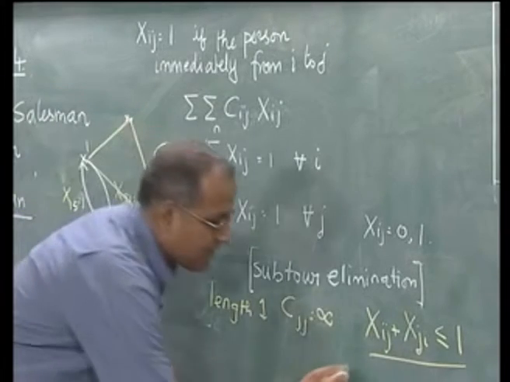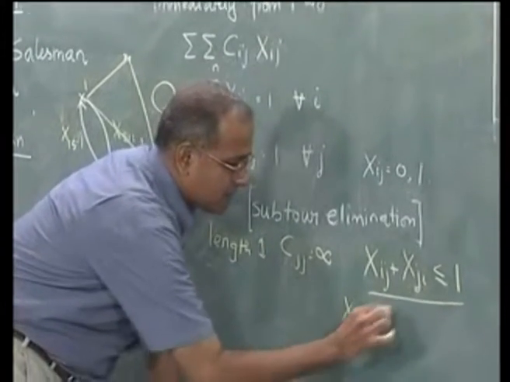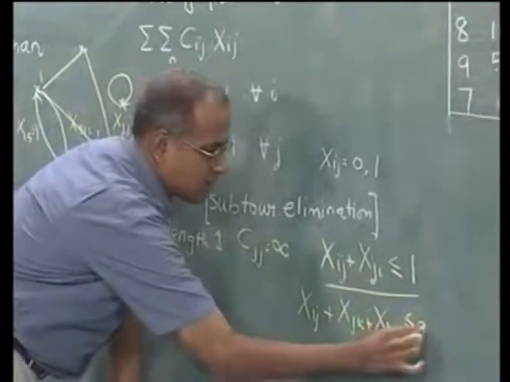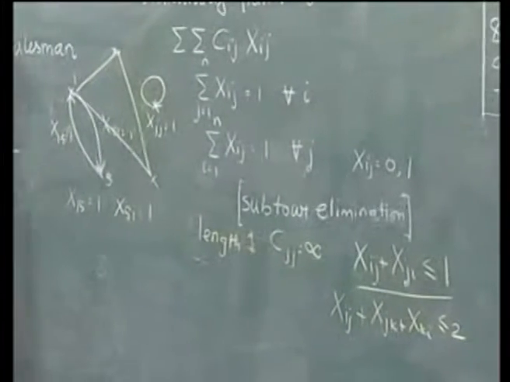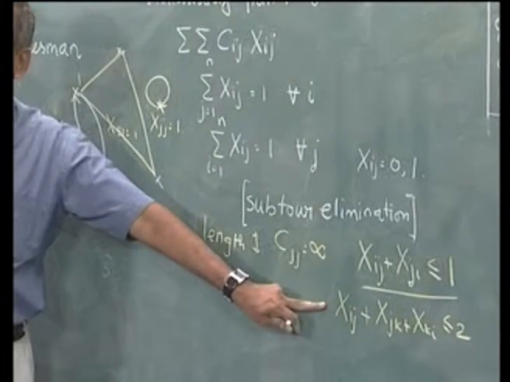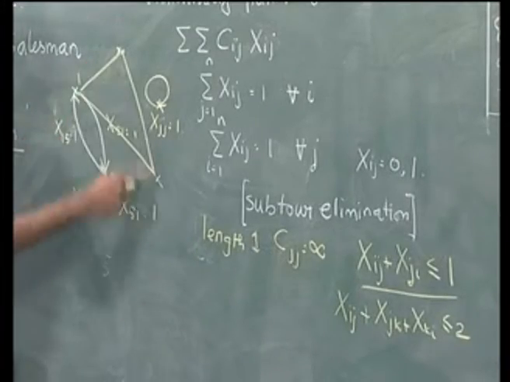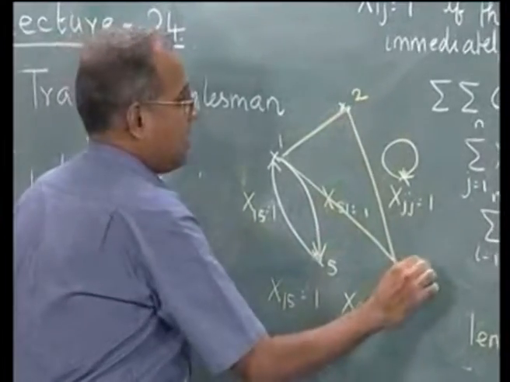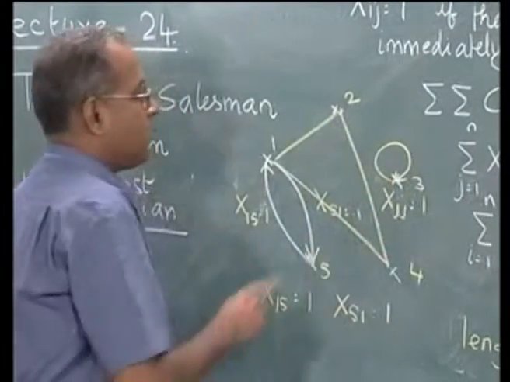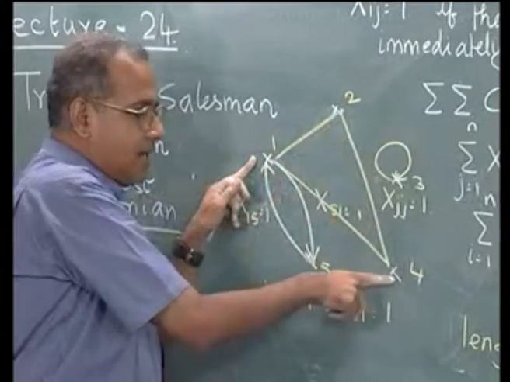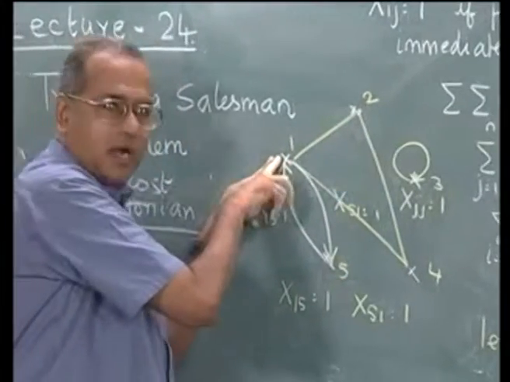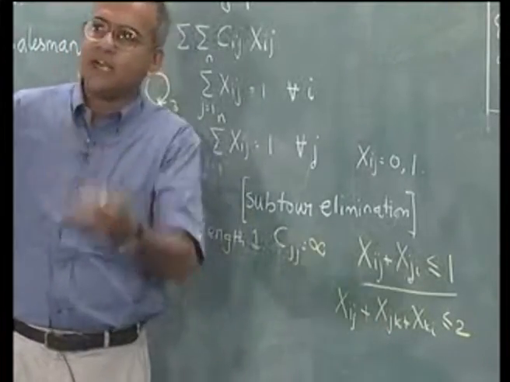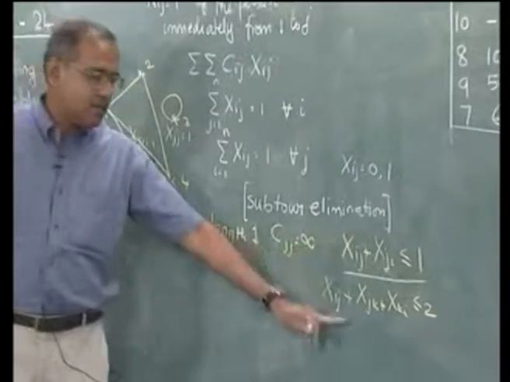Similarly, subtours of length 3 can be eliminated by xij plus xjk plus xki less than or equal to 2, which means we will not have this situation. If, for example, this is 1, this is 2, this is 4 and this is 3, then if x12 equal to 1 and x24 equal to 1, x41 cannot be equal to 1, otherwise it will violate this constraint. So, any general subtour elimination constraint can be written like this.